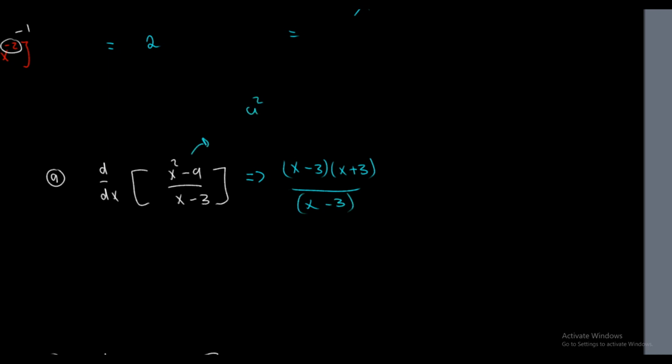The difference of perfect squares tells me that if I have a square value minus a square value, I can rewrite this as a product. So in this case, we can cancel out. So we're only going to differentiate for x plus 3. And in that case, if I differentiate for x plus 3, I simply get 1.